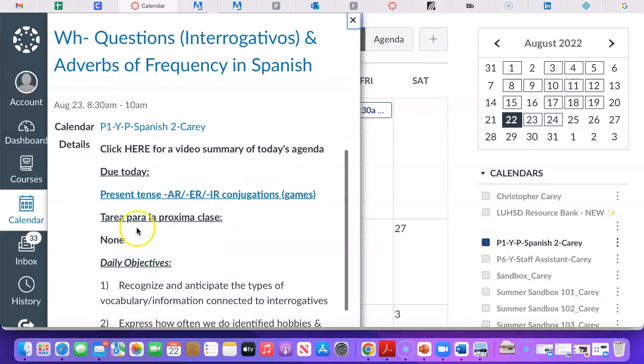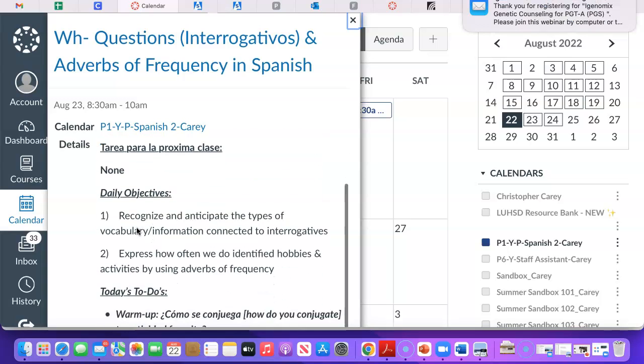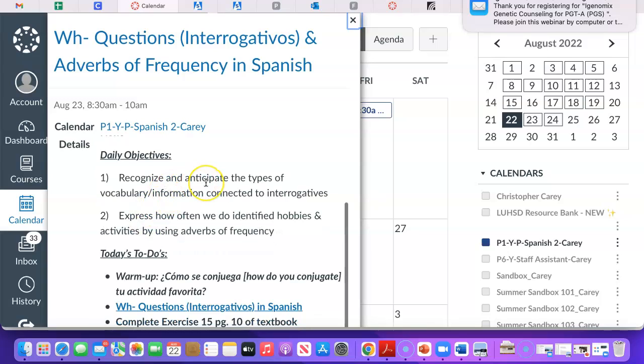You do not have any homework for next class, and hopefully I'll be seeing you all in person next class if all goes well. Daily objectives for today: recognize and anticipate the types of vocabulary and information connected to interrogatives.